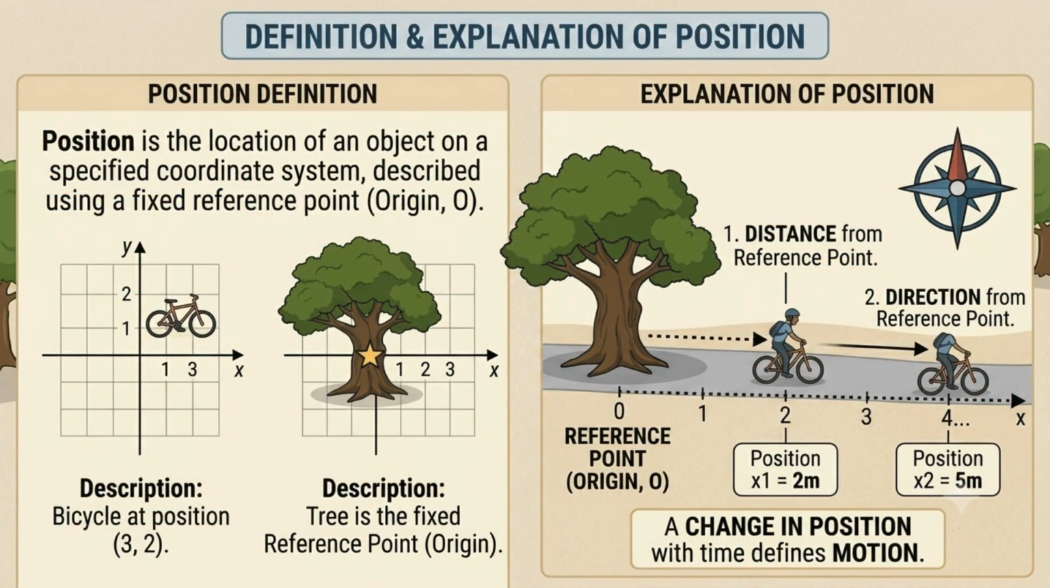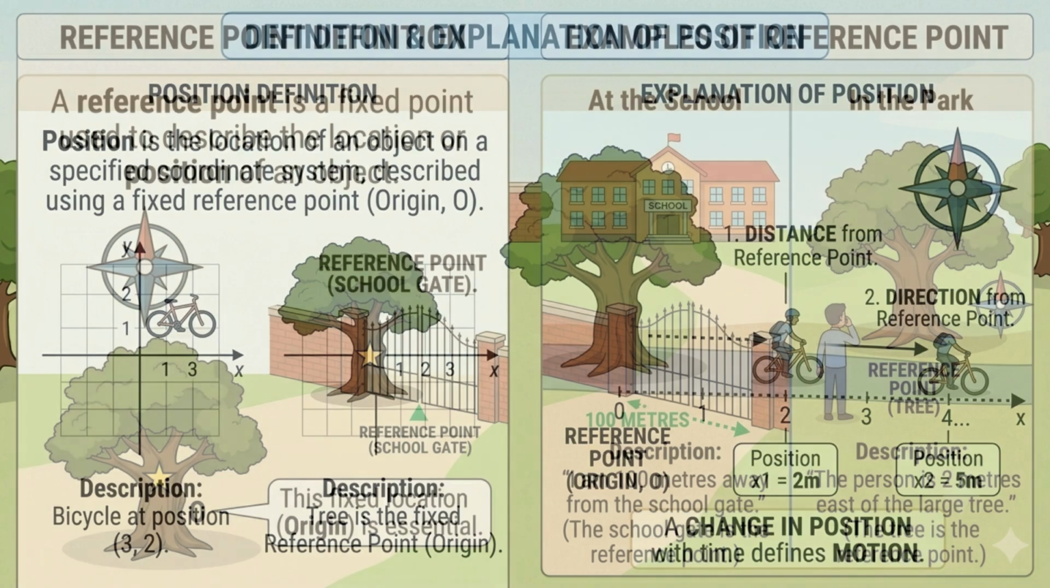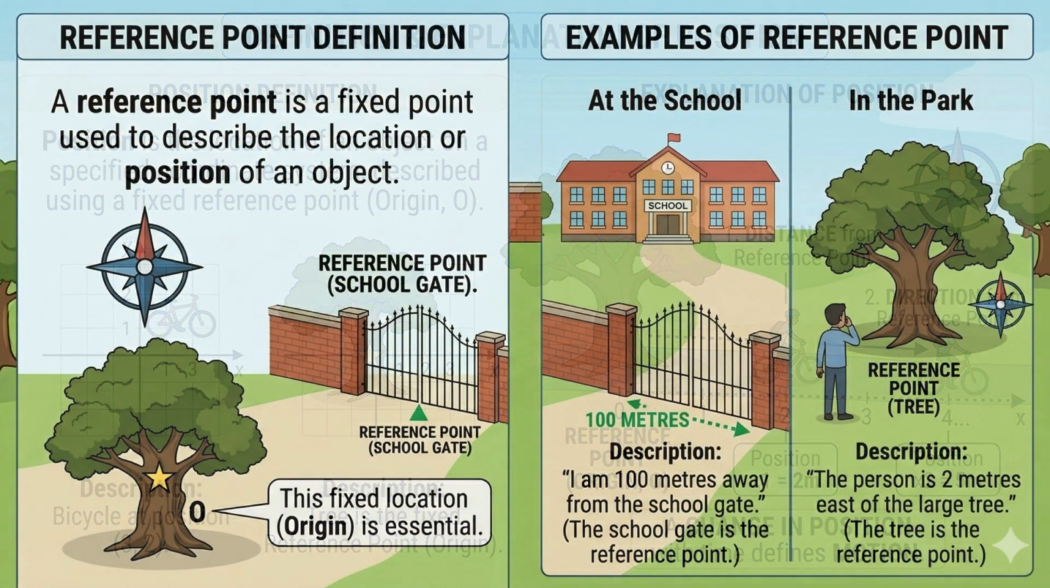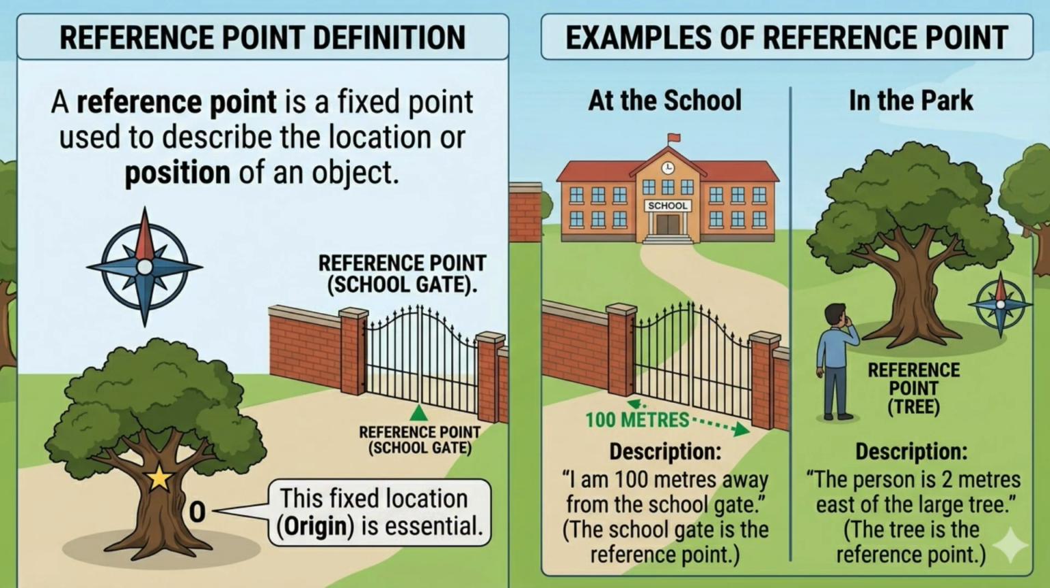Imagine your friend asks, "Where are you?" Can you simply say, "I am here"? No, you need a reference point. For example, I am 100 meters away from the school gate. The school gate becomes the reference point. A reference point is a fixed point used to describe the position of an object. To describe position, we need distance from the reference point and direction from the reference point.